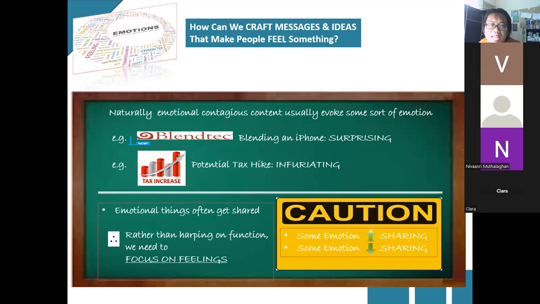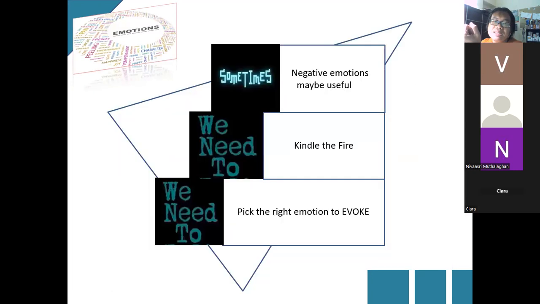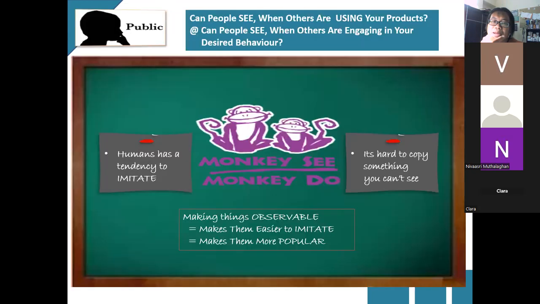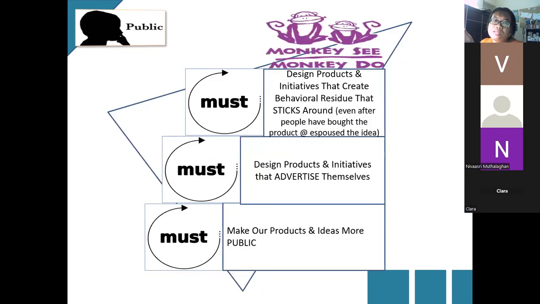Emotion is about using emotion in a very structured way, and you want to understand how emotion plays a part in making something go viral. Now, the fourth one is what we call public. This is not common even amongst marketers and advertisers, but it plays on the fact that humans like to imitate. When something goes public, it can go viral, based on certain parameters. You want to learn those parameters.